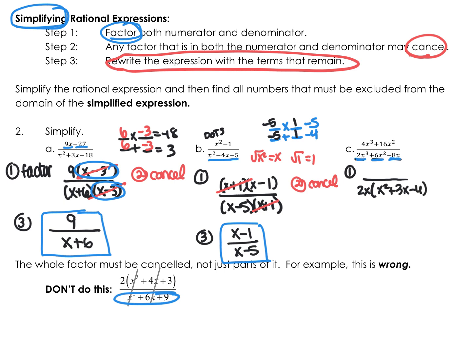The top also has a GCF. 4 and 16, both are divisible by 4. X cubed and x squared, the highest common factor is x squared. And then we'll write out what's left. So when you take out a 4 and an x squared here, you're going to be left with just x. And when you take out a 4 and an x squared here, you're going to be left with 4.